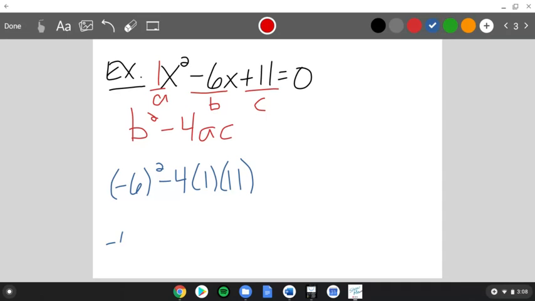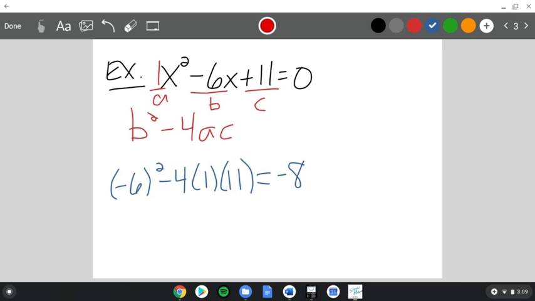But if you put it in your calculator like that, your calculator is going to give you negative 36 because you didn't tell it to include the negative. So if you want to square a negative in your calculator, make sure you put a parentheses around the negative number and then square it. So negative 6 squared minus 4 times 1 times 11 gives me negative 8.